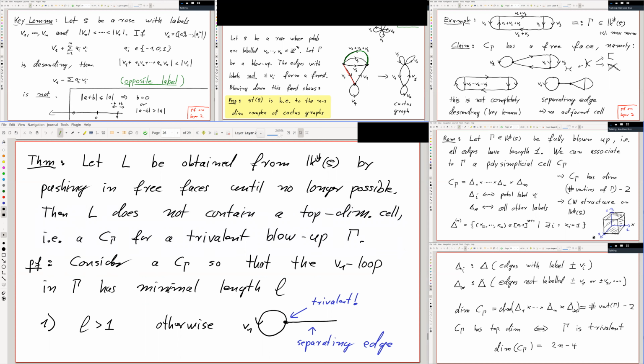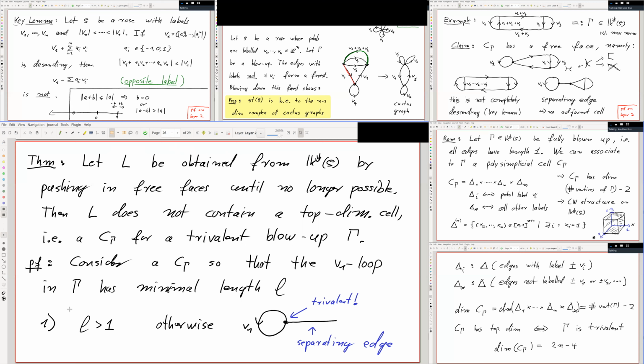Okay, so assume not. Assume my complex L still contains top dimensional cells. Among those, I consider a graph gamma such that the V1 loop in gamma has minimal length. So keep in mind there's this cycle that corresponds to the petal labeled V1, right? You blow up a tree and the petal is attached to possibly 2 points in that tree, and the line that joins these 2 endpoints of that first petal, that is the V1 loop. And you want to choose your gamma so that this loop has minimum length.